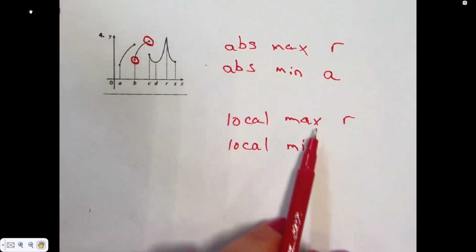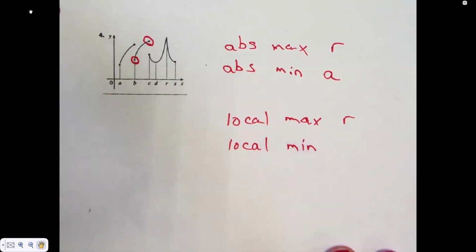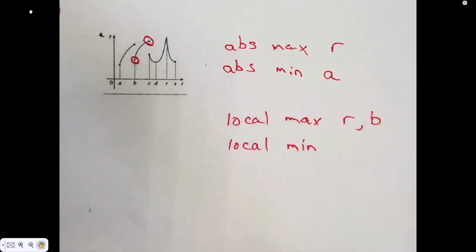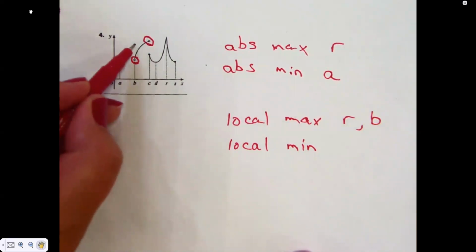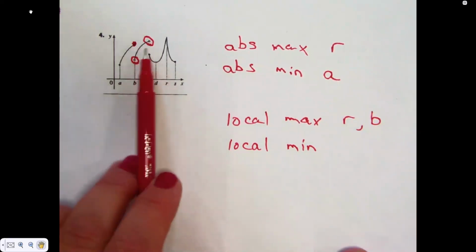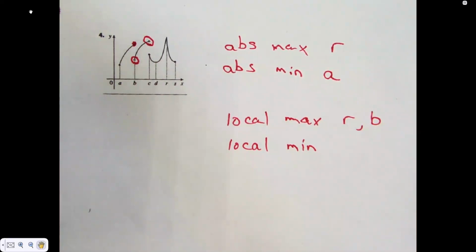Okay, so any other high points? How come I am going to say B? Not because of this guy, but because of this guy. And that one's closed in. So that would be a local max. And I think, how about C? Is C considered a local max? No, because it is an open circle.